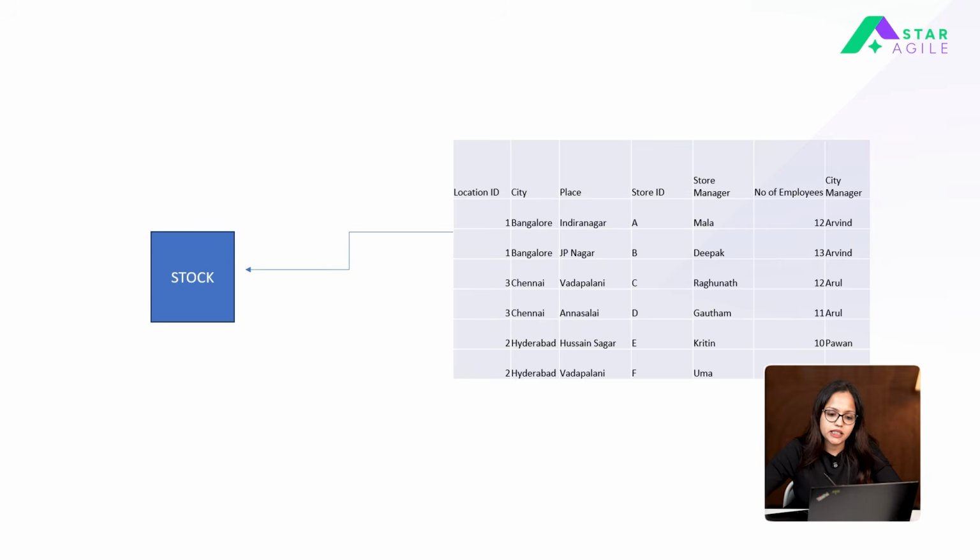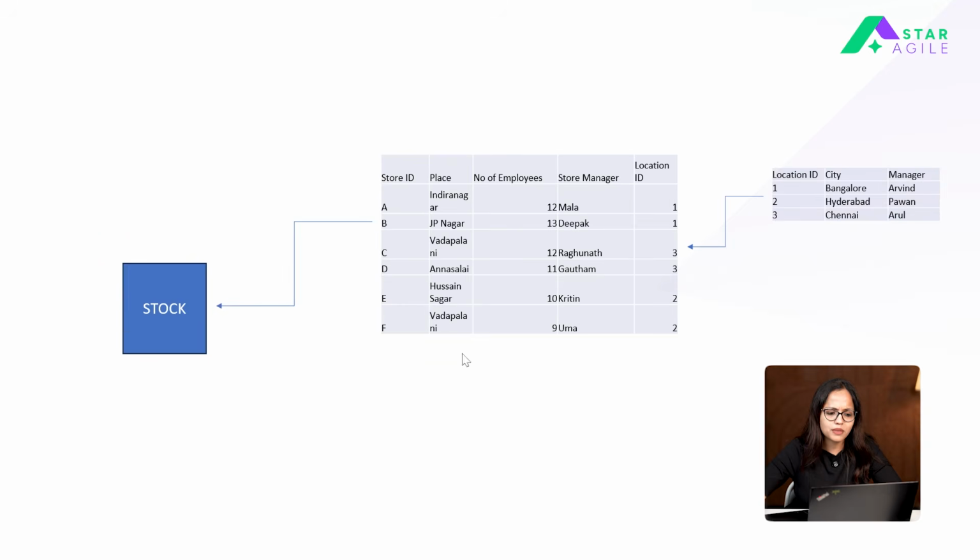So the table which looks like this, wherein let's say I have a stock table which is my fact table and I have one single dimension table pertaining to the store, will now look something like this, where I have one stock table but I have dimension table 1 and dimension table 2.